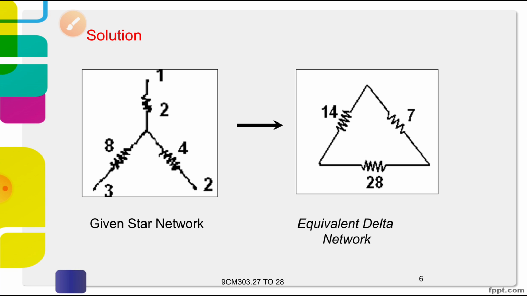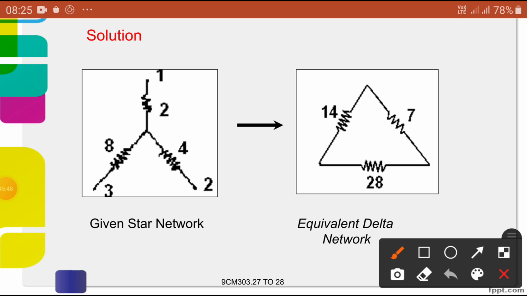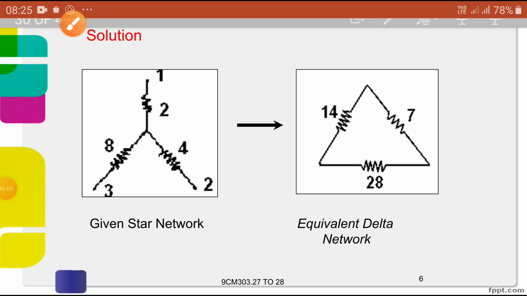So this is star to delta and delta to star that we have seen. This value is converted to this value, and this value is converted to this value, with similar basic formulas, so we got the same values. Now do another problem.